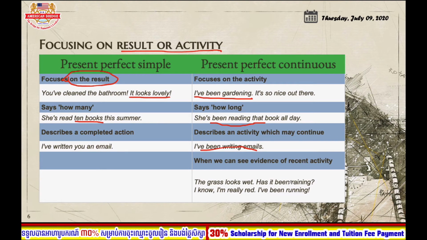However, you can see the result of those events. Let's look at another example. I know I'm really red. I've been running. So we focus on the evidence here. If we see the evidence right here, it is most likely that you use present perfect continuous.